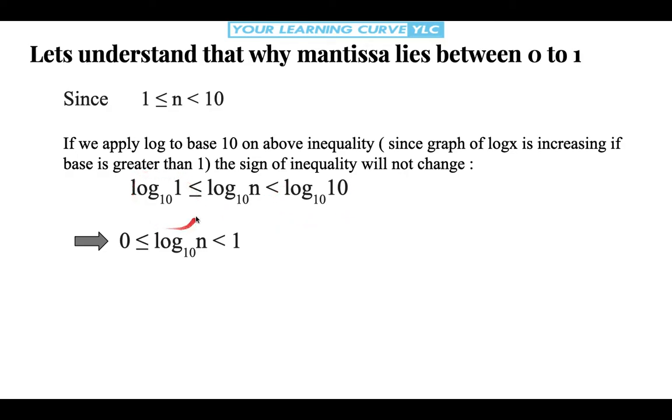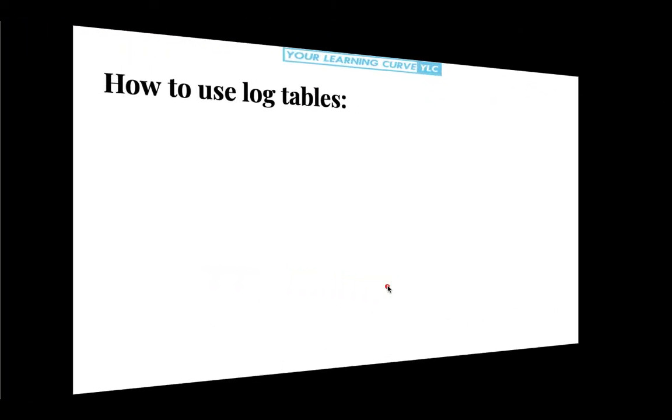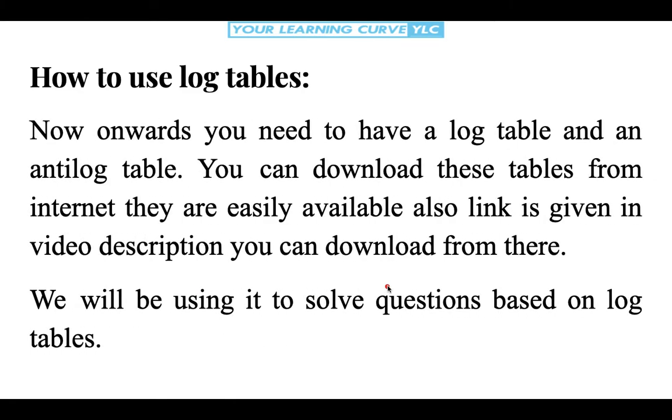The value of log 1 to the base anything is 0, and log a to the base a is 1. Therefore, log n to the base 10 will lie between 0 and 1. You have to remember this thoroughly, because after getting the value from the log table, you need to put this decimal. Let's see how to use log tables.